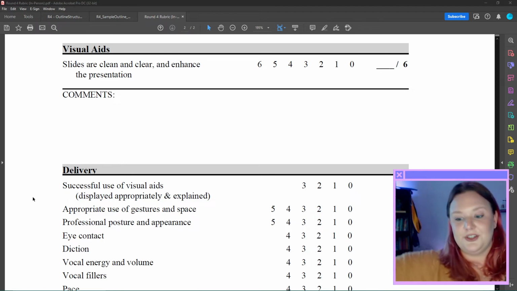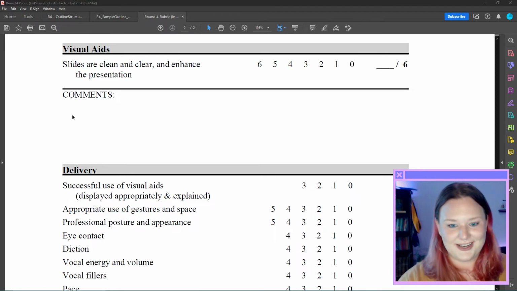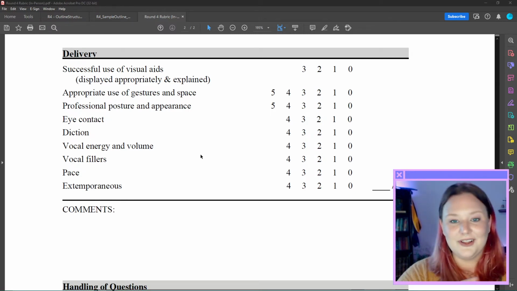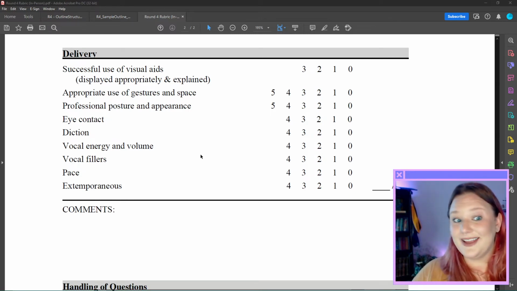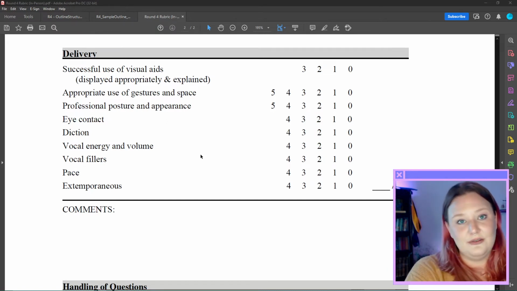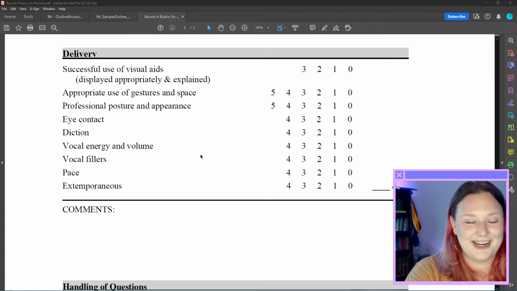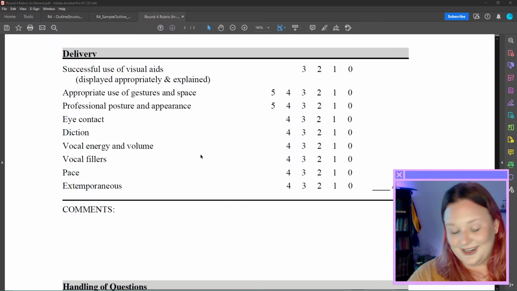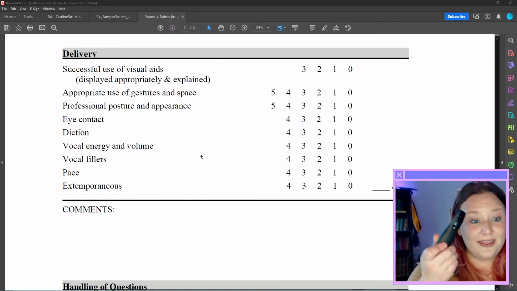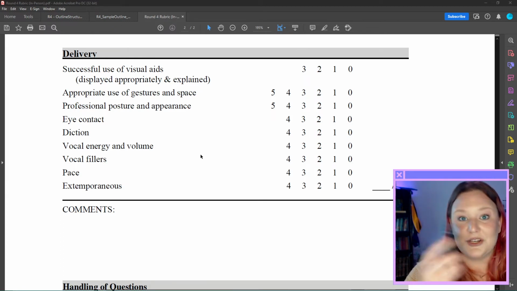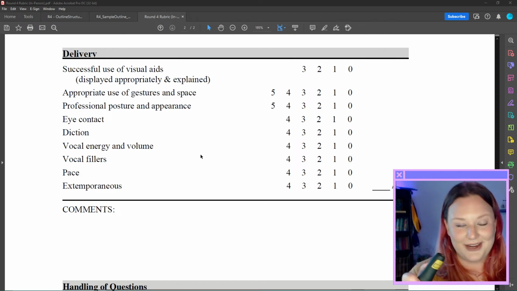So moving on to the delivery section and what I'm looking for here. First of all, successful use of visual aids. Essentially, how are you using your slides? Making sure that you display the correct slide at the correct time, that you remember to switch the slide to the next thing that you're talking about. So I'm going to bring this on presentation day. It's just a little thing that hooks into my laptop so that you can switch the slides remotely so you won't have to run back and forth.